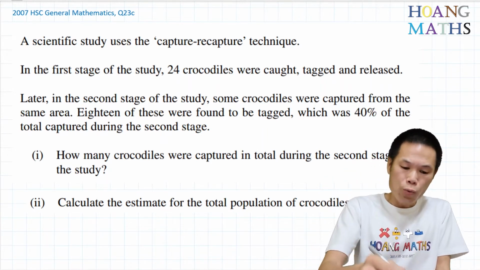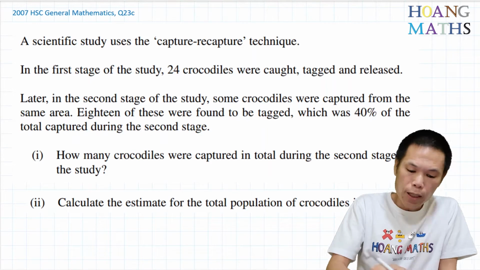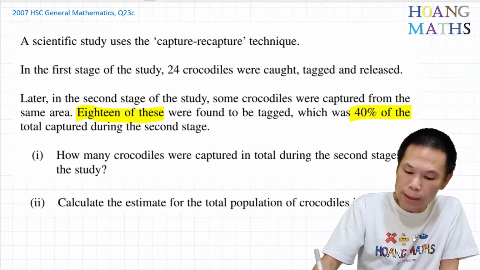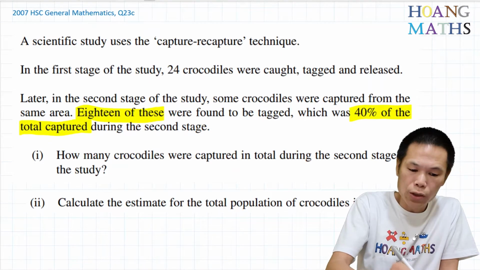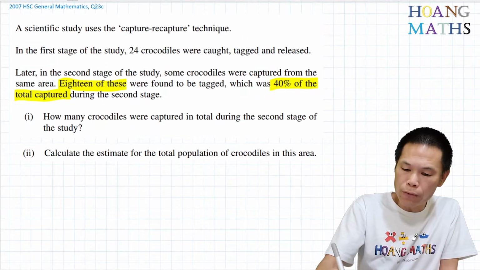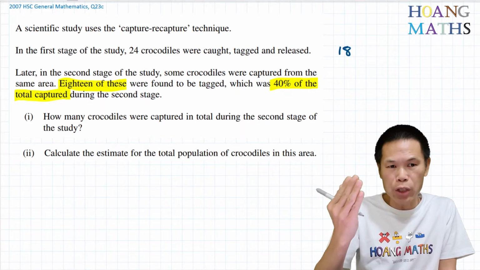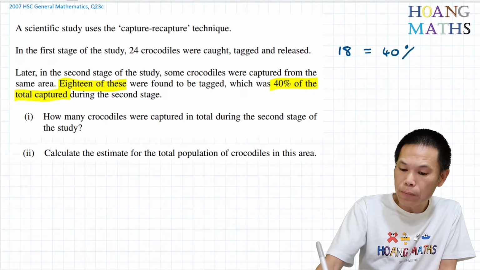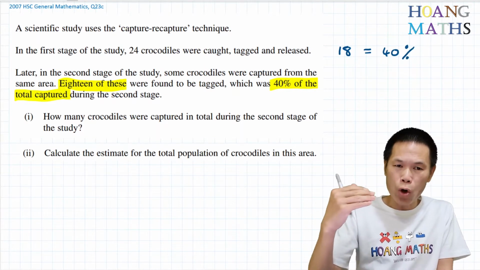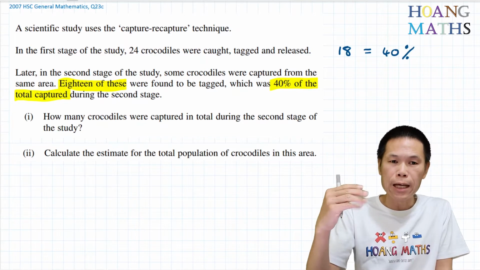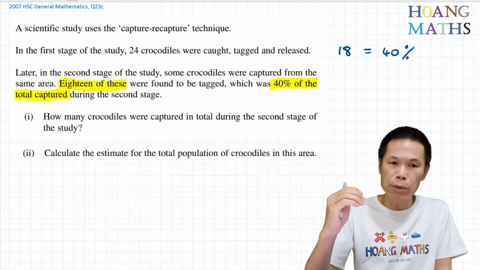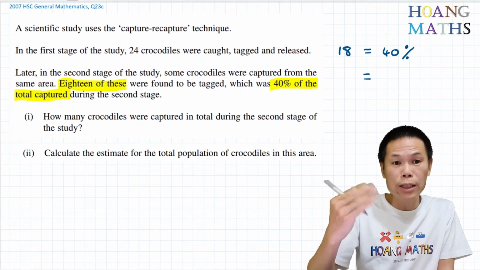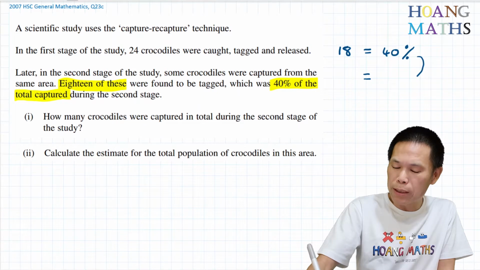So first of all, we know that on the second stage, 18 of the crocodiles represents 40% of the total captured. Let me just write this down. 18 crocodiles captured represents 40%. But we need to work out how many crocodiles were captured during the second stage. So this means that we need to work out 100%. So we can just use the unitary method. So we work out 1% first.